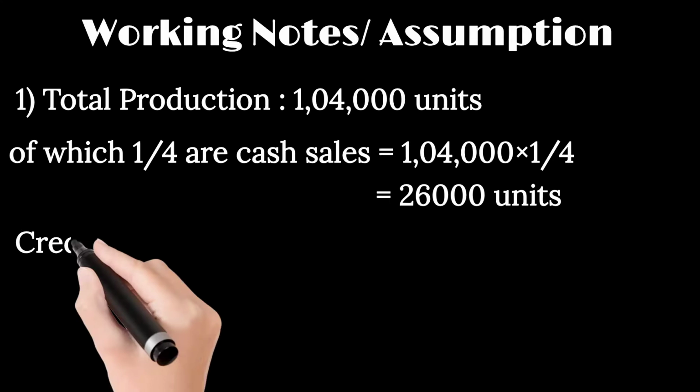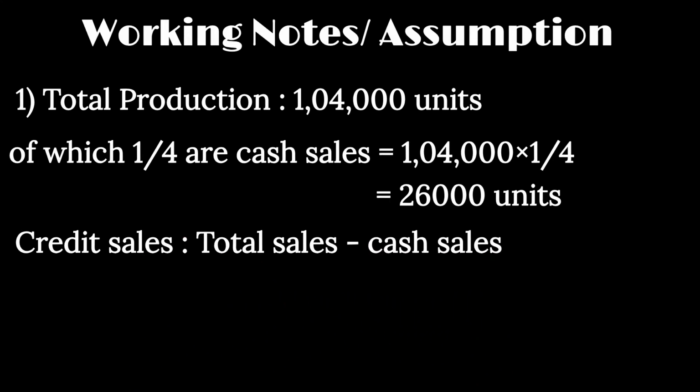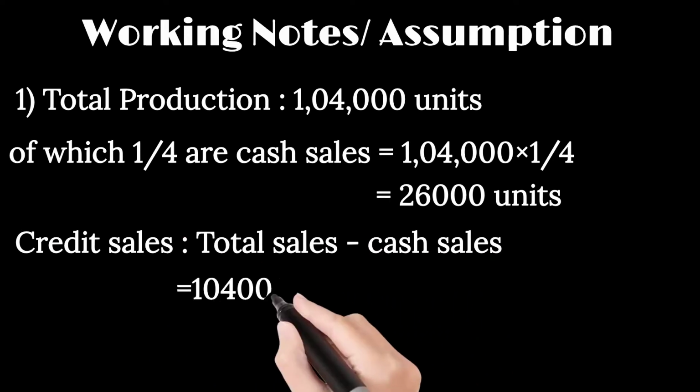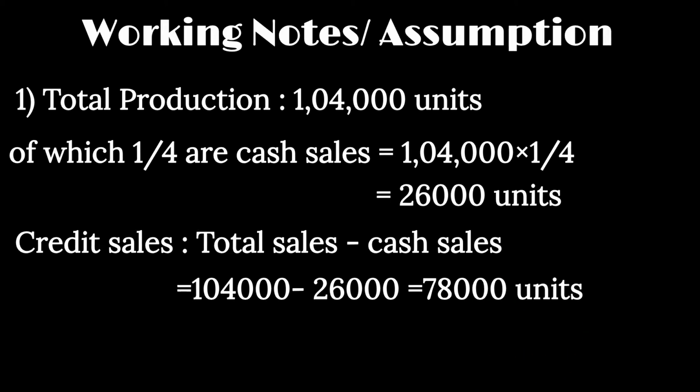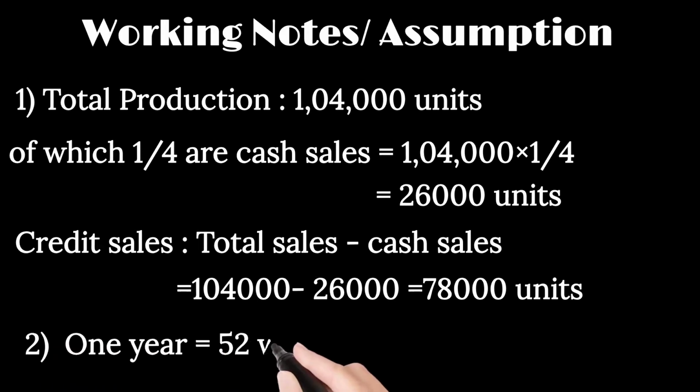So what will be the credit sales? Credit sales will be total sales minus cash sales. That is 1,04,000 units, the total sales, minus 26,000 we calculated above, which gives us credit sales of 78,000 units. So this was the first working note.